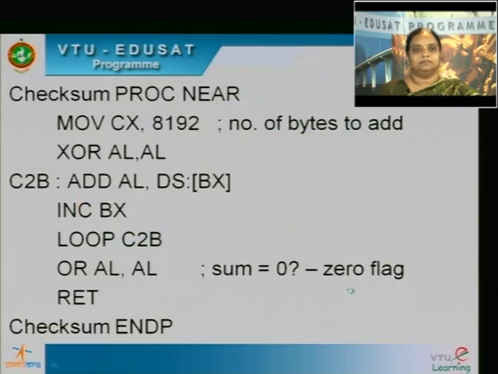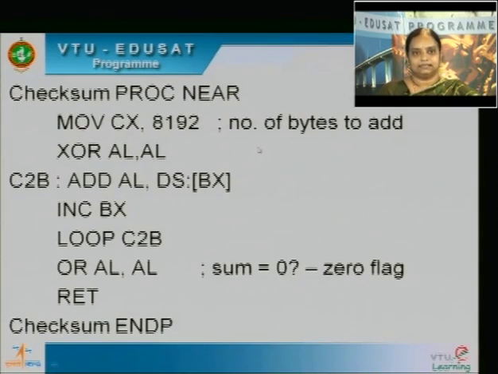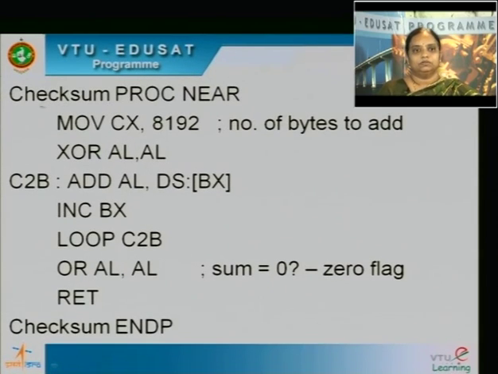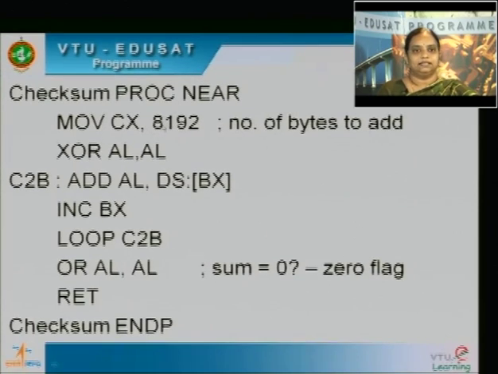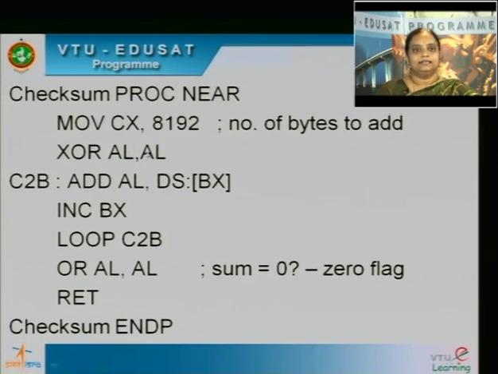Okay, so the checksum byte method can also be implemented in an 8086 program. It's just a small procedure. So this is the checksum procedure, near. Move CX with the number of bytes to be added, let us say here 8192. Then clear AL. Then to AL you get the data, the first byte from BX. BX is pointing to the table of bytes.